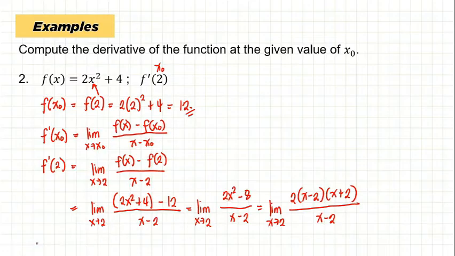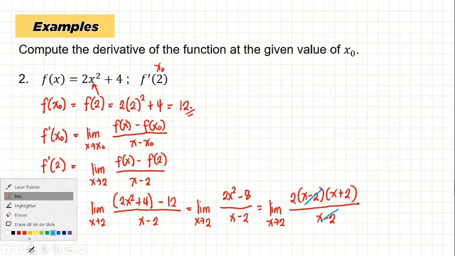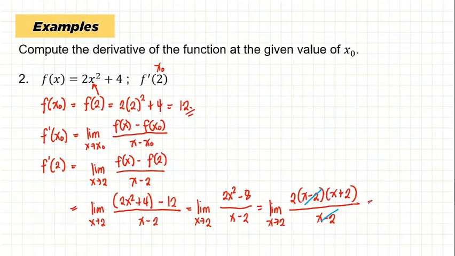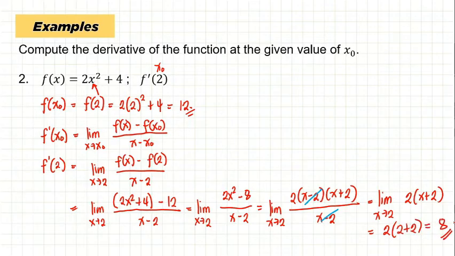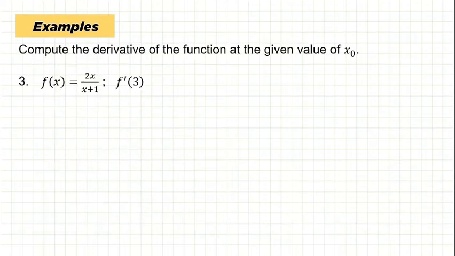So from that, the common factor is x minus 2. So we will have the limit of 2 times x plus 2 as x approaches 2, and that is equal to 2 times 2 plus 2, and this is equal to 8. So our final answer is 8. Okay? So there.